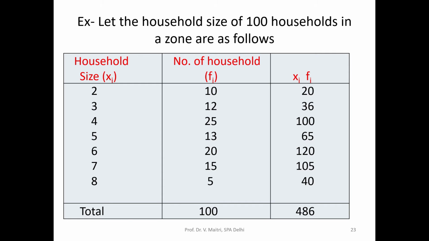Let's do this question. Let the household size of 100 households in a zone be as follows. Household sizes, that is family members, are 2, 3, 4, 5, 6, 7, 8, and the number of households is given. So how to do that? First of all, compute the multiplication of Xi Fi: 20, 36, 100, 65, 120, 105 and 40, and the total of all this is 486, and the total of frequency is 100. So this is our capital N and this is our summation of Xi Fi.